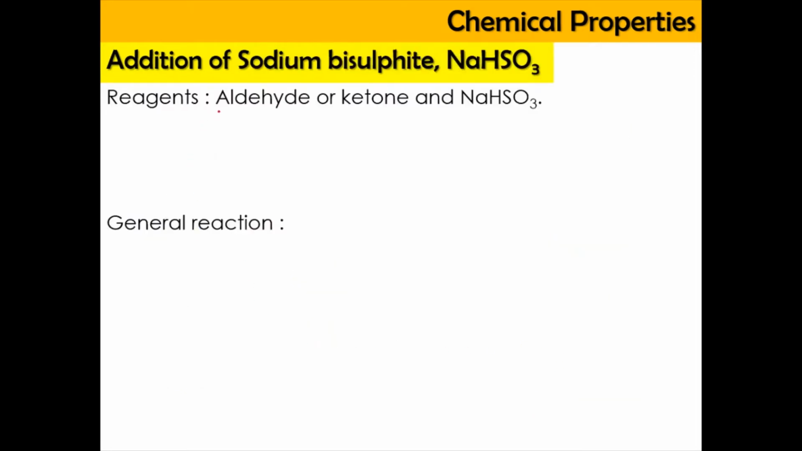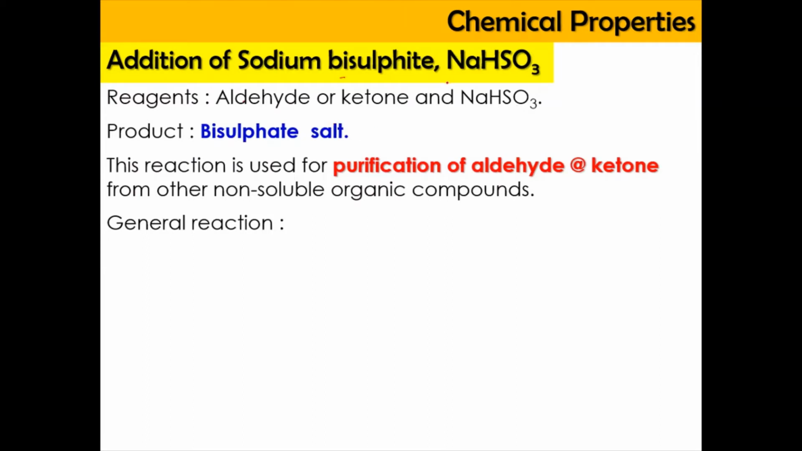Now we move on to the addition of sodium bisulfite, which is NaHSO3. The reaction between an aldehyde and NaHSO3, sodium bisulfite, will produce a bisulfite salt. This reaction is basically used for the purification of aldehydes and ketones from other non-soluble organic compounds. Actually, the ketone that we produce is essentially not pure enough, so usually we react it with the bisulfite salt in order to get a pure substance. However, this is just for your information, to explain why we react with sodium bisulfite.